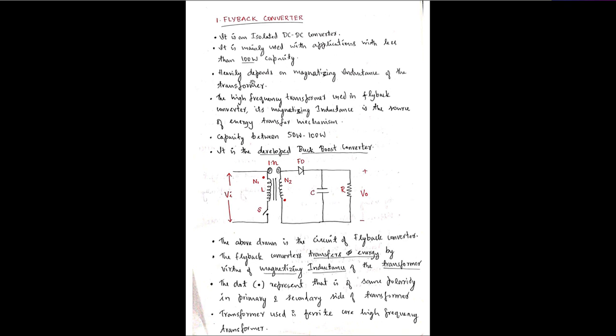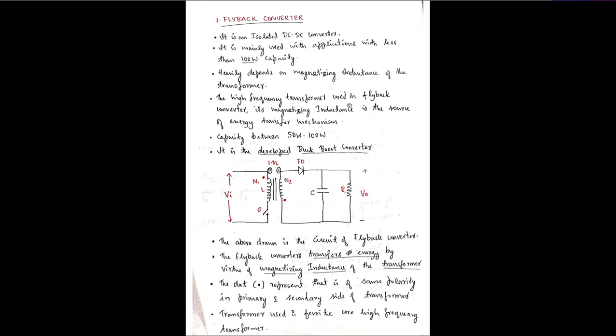So here the energy transfer is heavily depending on magnetizing inductance of the transformer. I have told you that here in the case of isolated converter, there will be a physical and electrical separation between the input side and output side. So here in most of the cases we will be using transformer as the separating element. Okay, so here in the case of flyback converter, it is depending on the magnetizing inductance of the transformer for the energy transfer from the input side to output side.